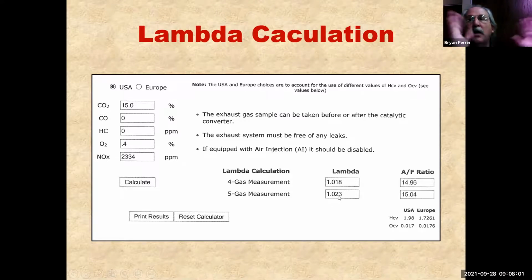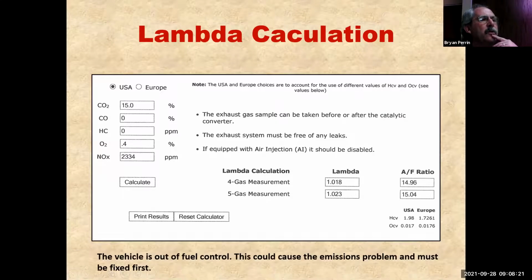That means stop worrying about NOx. I don't care about NOx anymore, even though that's what failed. I don't care about it. I care about fuel control. So now what's fuel control? Fuel control is my O2 sensors, my injectors, my fuel system, right? So it's all about fuel control now. So the vehicle is out of fuel control. This could cause the emissions problem and must be fixed first, because we know a lean vehicle creates more NOx. So again, this is a plausible answer as to why it could be failing.